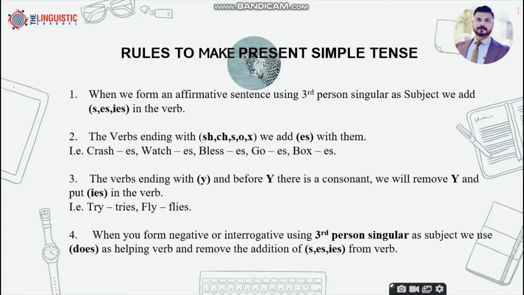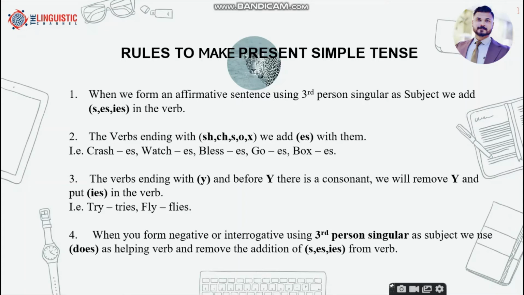For example, crash ends with sh, so you're going to use es there. Watch ends with ch, so it's going to be es. Bless ends with s, so es. Go goes, box boxes, right? The third rule, which is about using or adding ies.